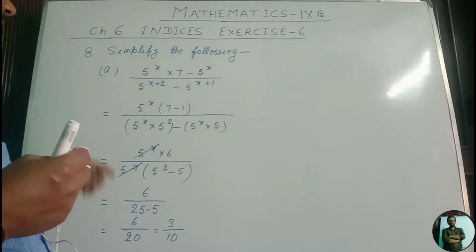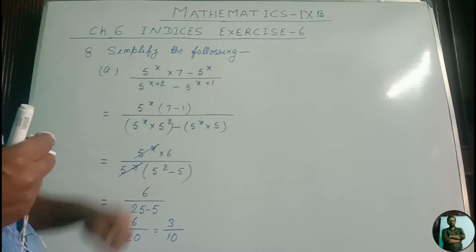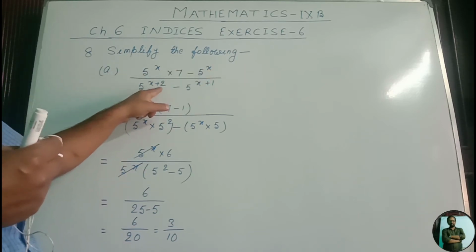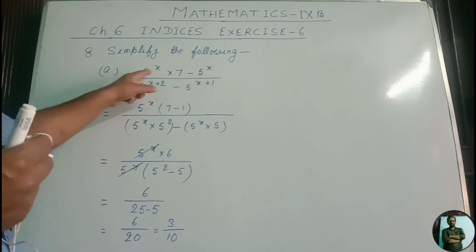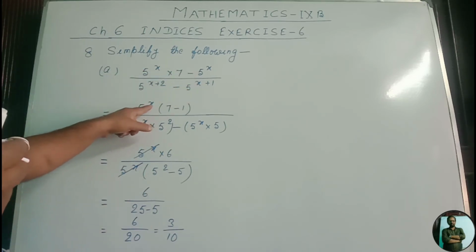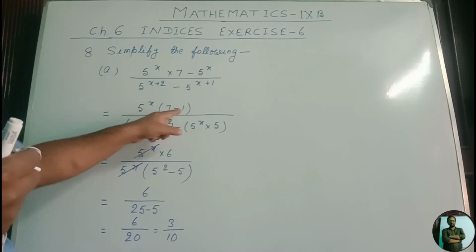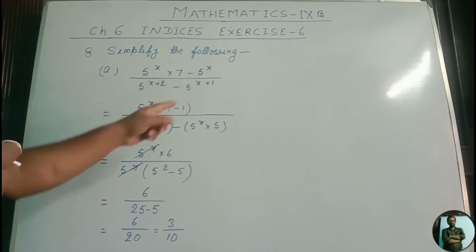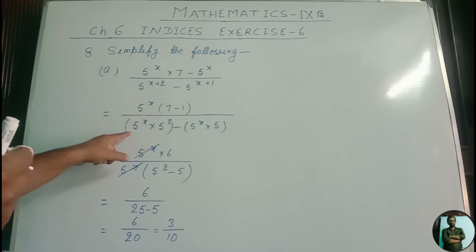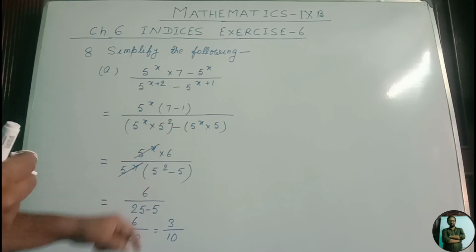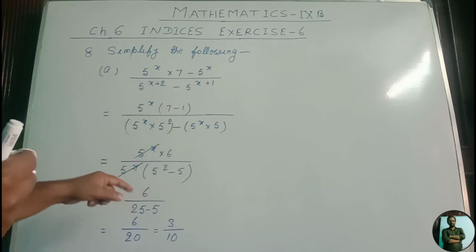Simplify the following. 8a: 5 to the power x into 7 minus 5 to the power x, by 5 to the power x plus 2 minus 5 to the power x plus 1. So from the numerator we can take 5 to the power x common. Here 7 is left and here 1 is left. So 7 minus 1 I kept inside the bracket. Now I have separated this. Here is x plus 2, so we can write 5 to the power x into 5 square, because if we solve this again we will get back 5 to the power x plus 2.